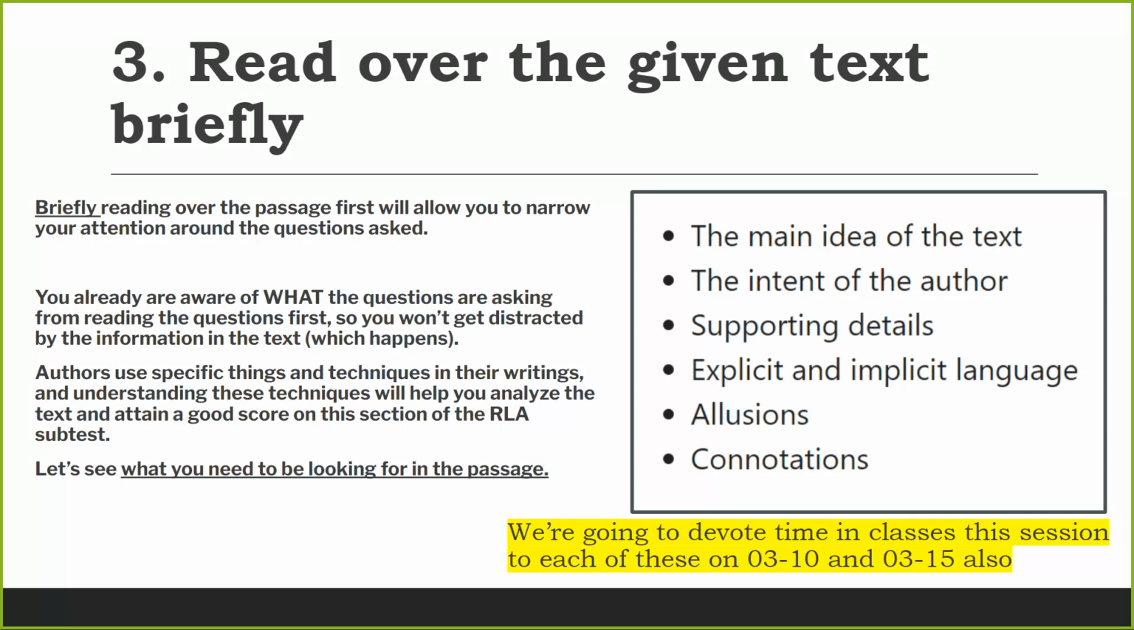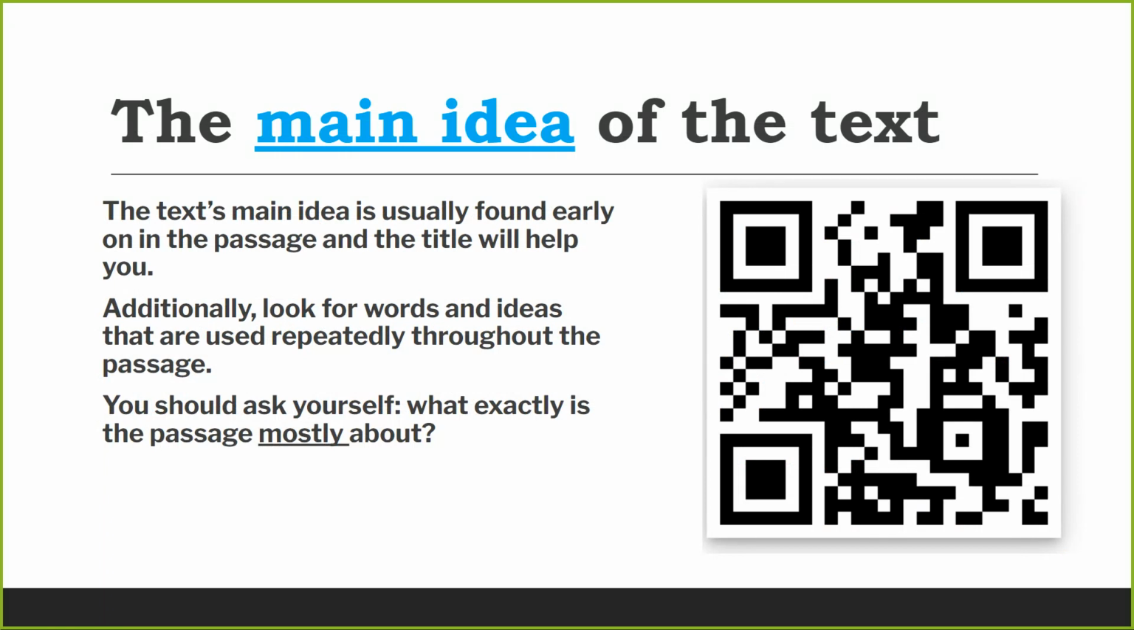Authors are going to use specific tools and techniques in their writing, and understanding these techniques is going to help you analyze the text and get a higher score on this section of the RLA. So we're going to be looking at what you need to look for in the passage in just a second. And we're going to devote time in classes this session to each of these topics on the 10th and the 15th also. So you're looking for the main idea, you're looking for the author's intent, you're looking for supporting details, you're looking for explicit and implicit language, you're looking for allusions, and you're looking for connotations. We're going to dive into what those are specifically, individually, during the lesson today.